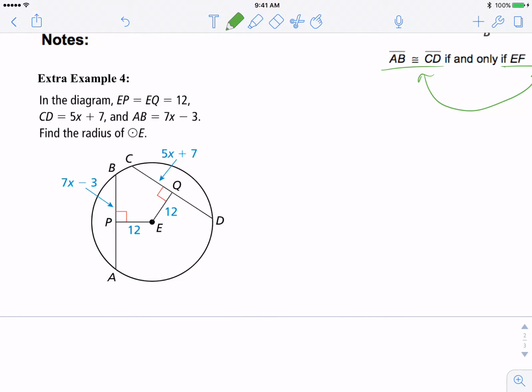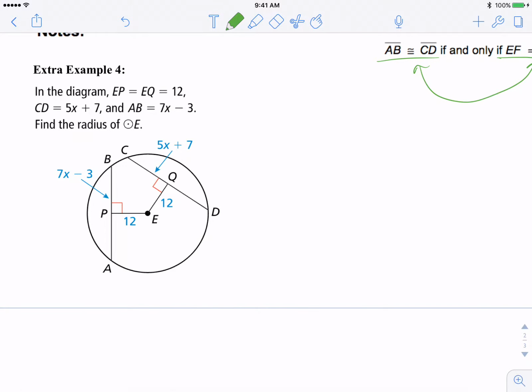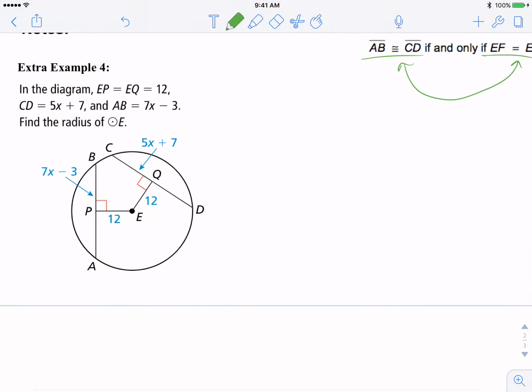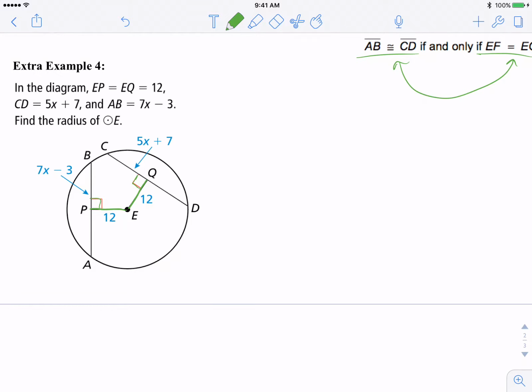So here's extra example 4. In the diagram, we know EP equals EQ, which is 12. So this distance here from E to P, and E to Q is the same. Let's redo it. E to P and E to Q, those distances are the same, which are both 12. And it's a perpendicular distance. So I know the two chords are equidistant to the center.